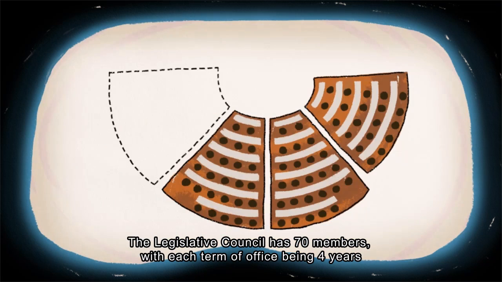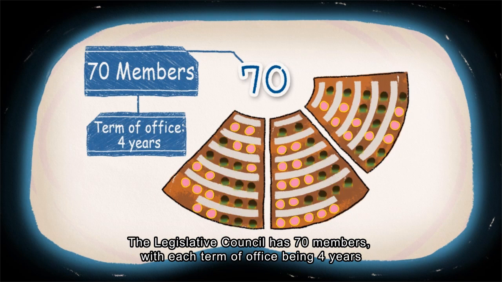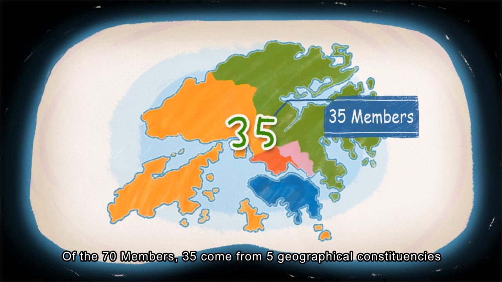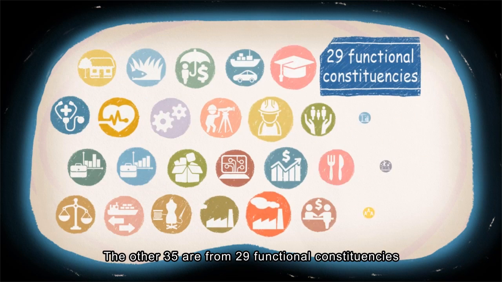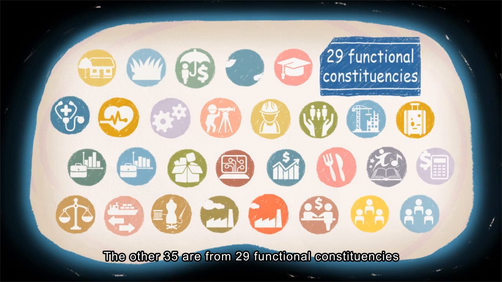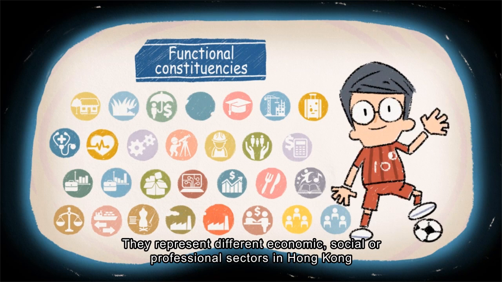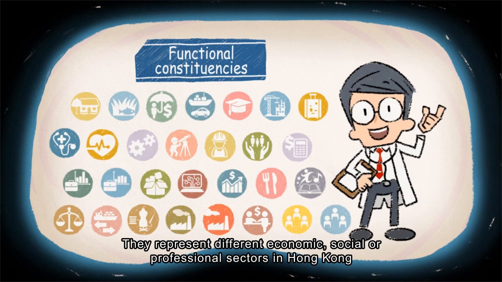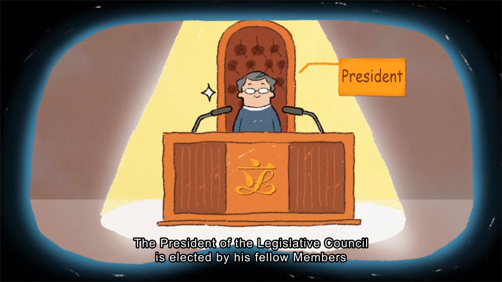The Legislative Council has 70 members, with each term of office being 4 years. Of the 70 members, 35 come from 5 geographical constituencies. The other 35 are from 29 functional constituencies. They represent different economic, social, or professional sectors in Hong Kong. The President of the Legislative Council is elected by his fellow members.